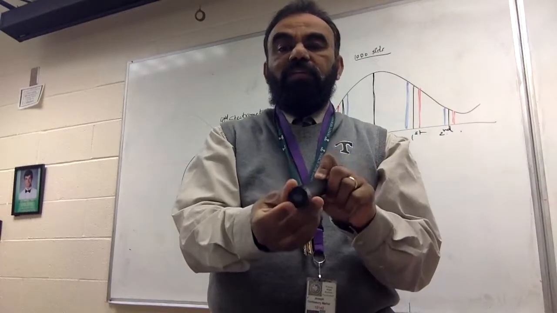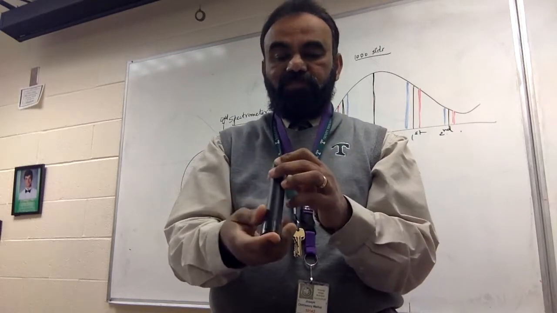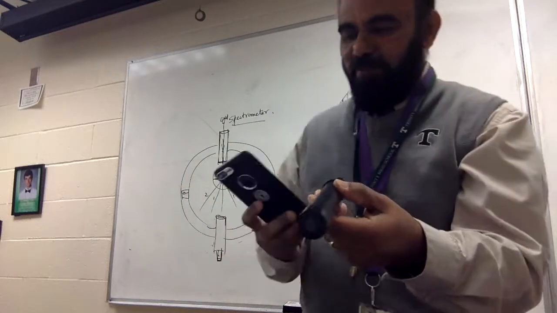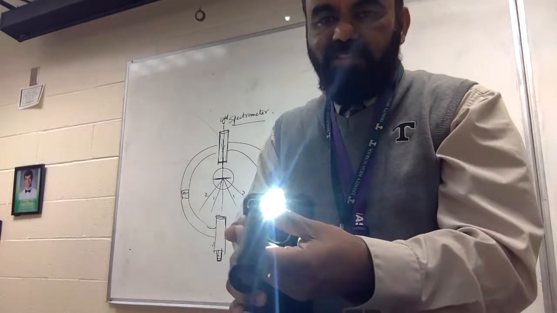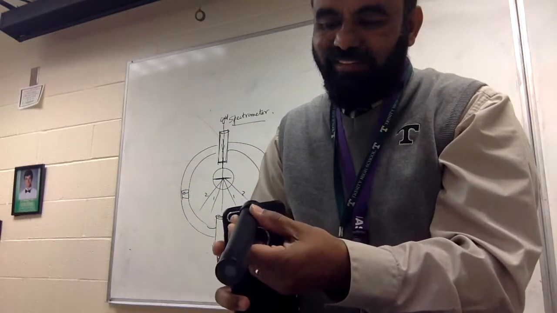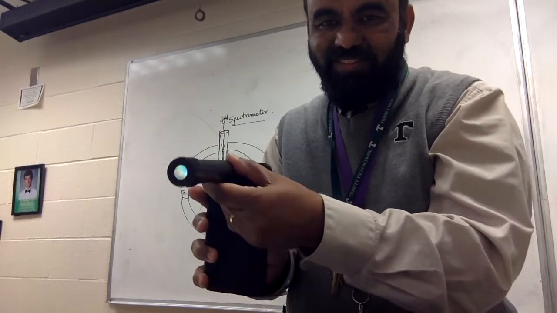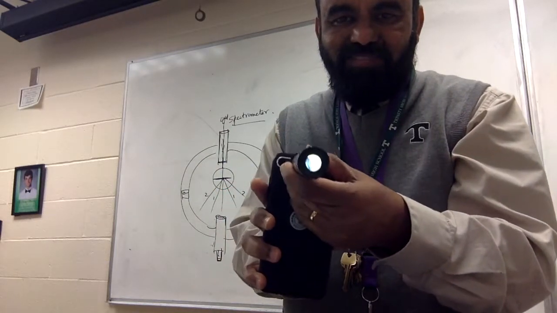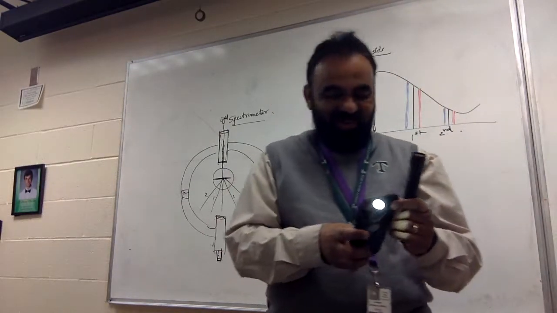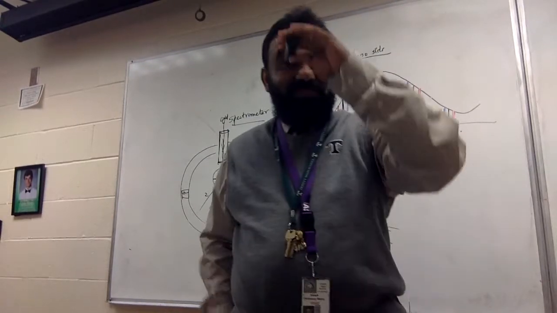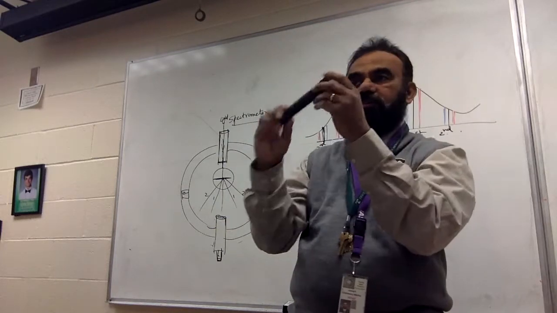Let me explain again. There is a diffraction grating right there, and there is a little slit over here. When you shine white light through this, I'm trying to get it on the screen somehow. You look through the diffraction grating, not through the little slit.